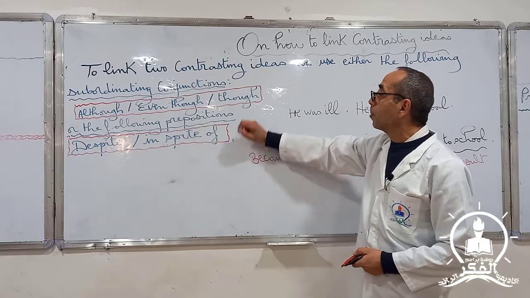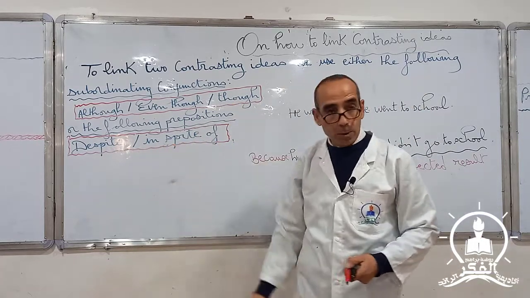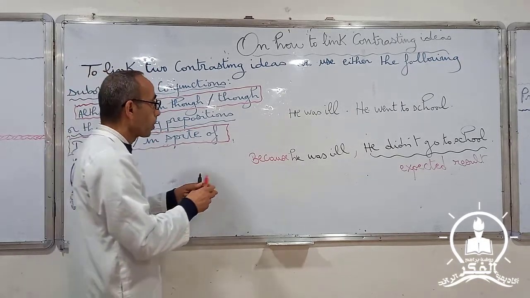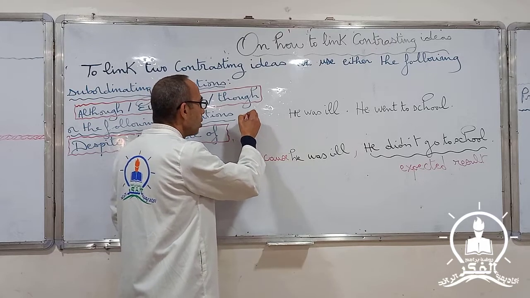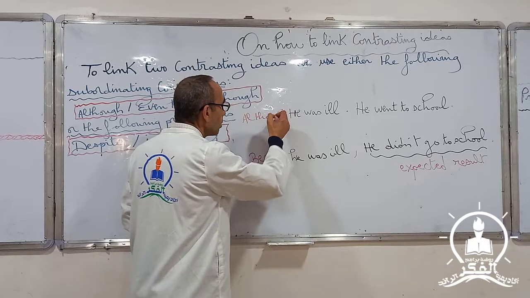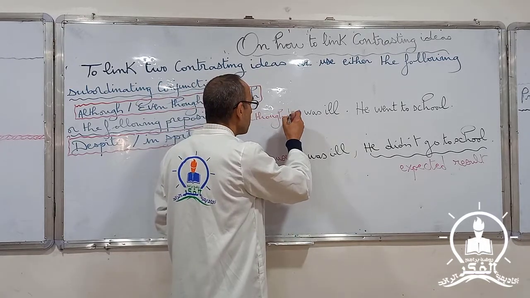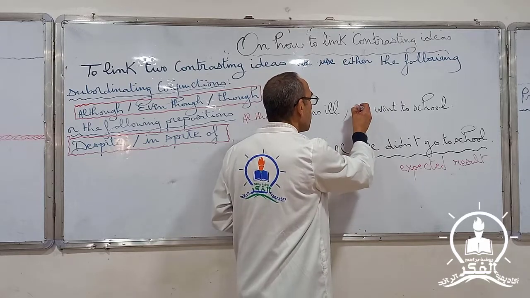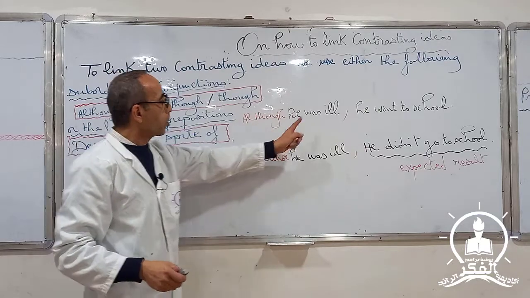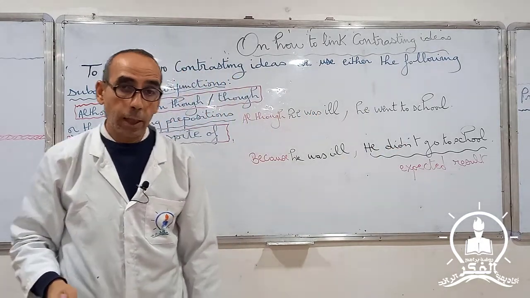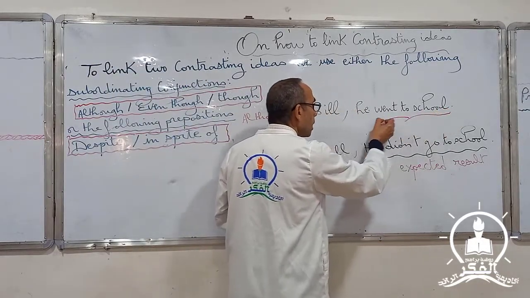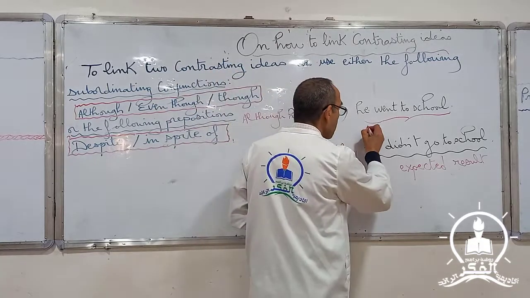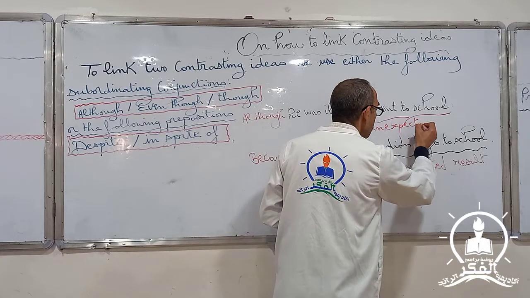Although, even though, or we use despite, or in spite of, because these words link two contrasting ideas. Let's try with although. We say, although he was ill, we have a comma here, and we write like this. Although he was ill, he went to school. Okay? This result here is surprising. We weren't waiting for a person who is ill to go to school. This is an unexpected result.